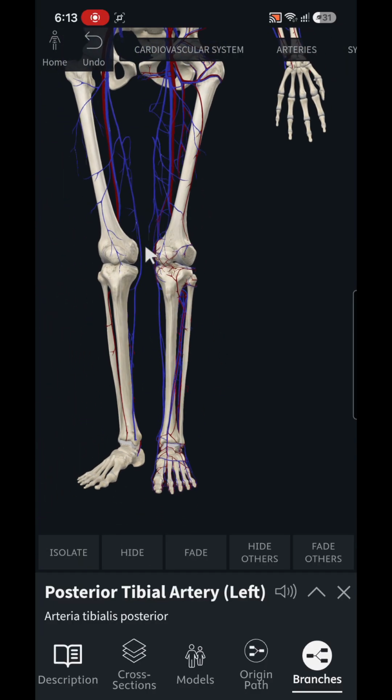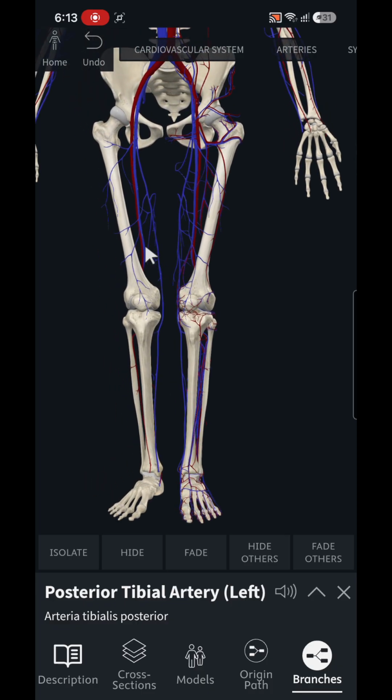So basically, this is the Doppler scan. The anatomy of the veins and Doppler scan in summary.